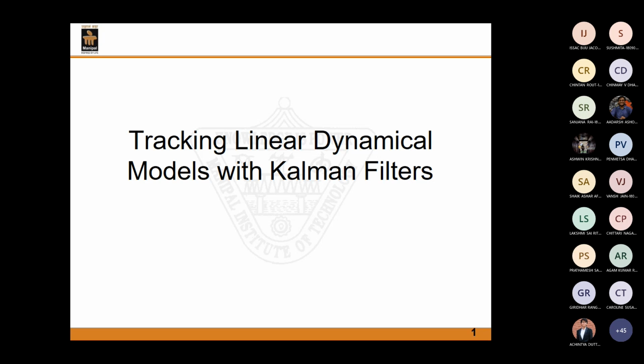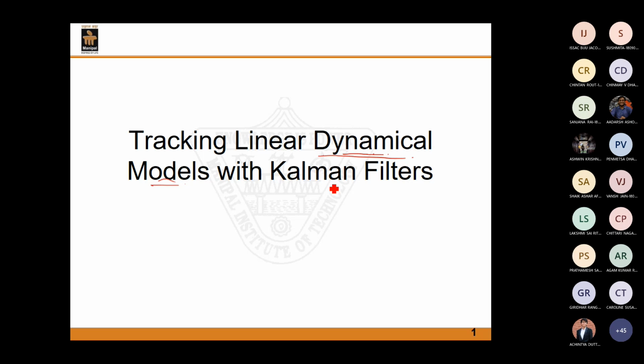Now, in this technique, tracking linear dynamic models with Kalman filters, this is again another concept of object tracking. Here also we are trying to track a particular object, but we assume that we already have a dynamic model of that object. That is, we have some prior information regarding how the motion of the object would be, and we incorporate that prior knowledge into this tracking algorithm.